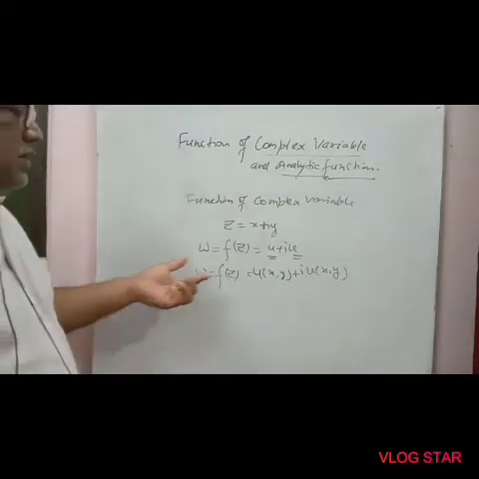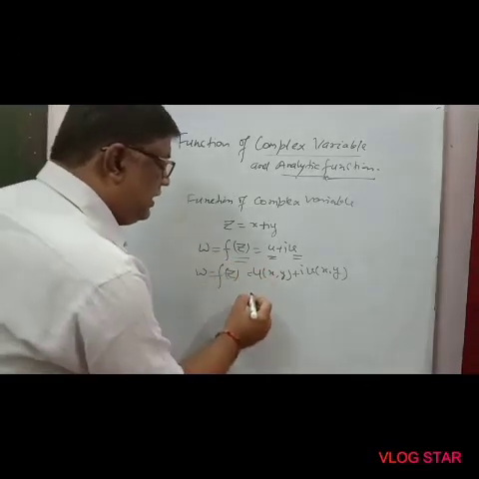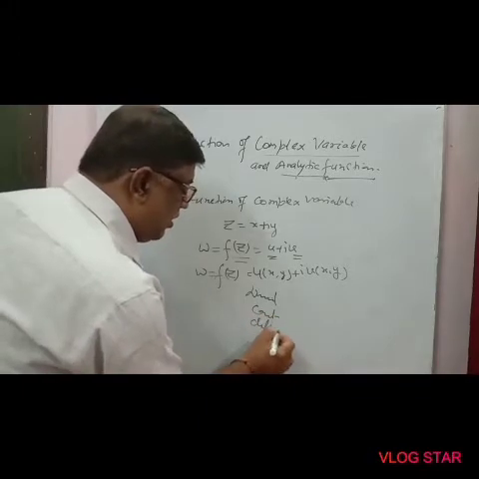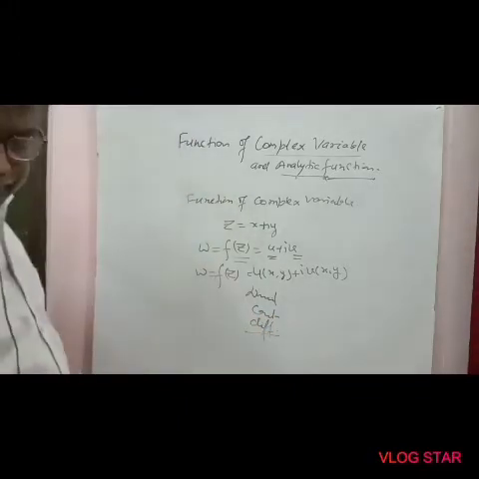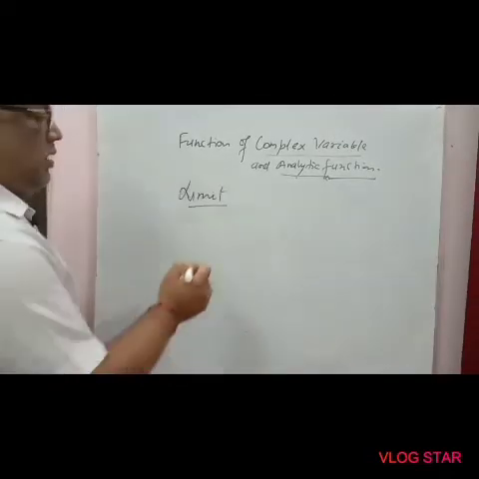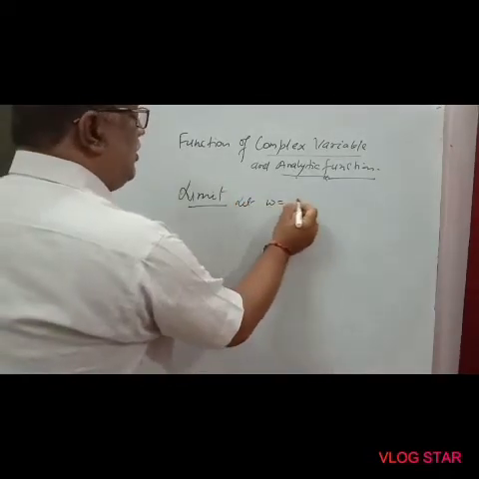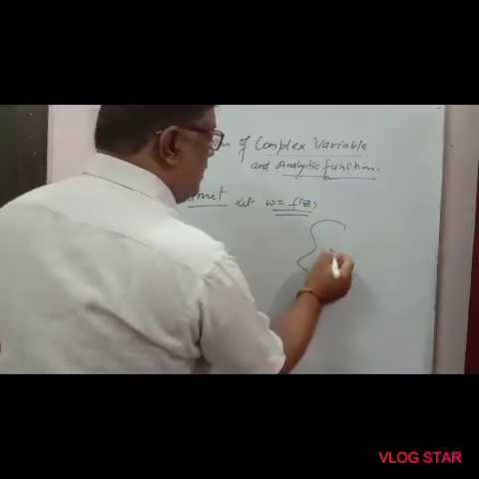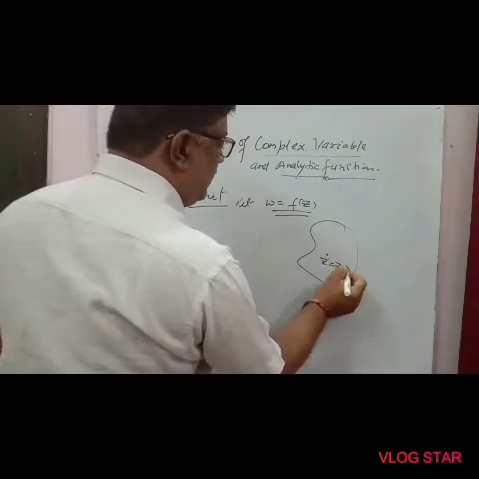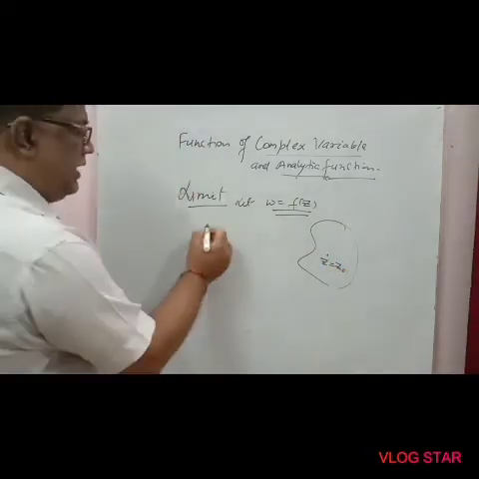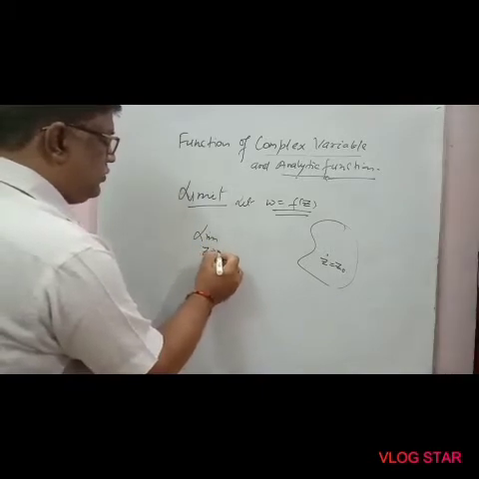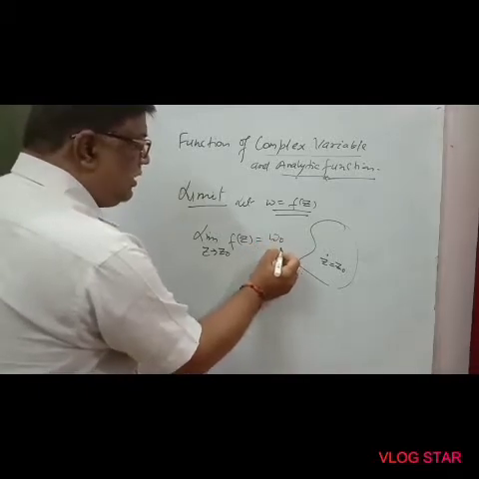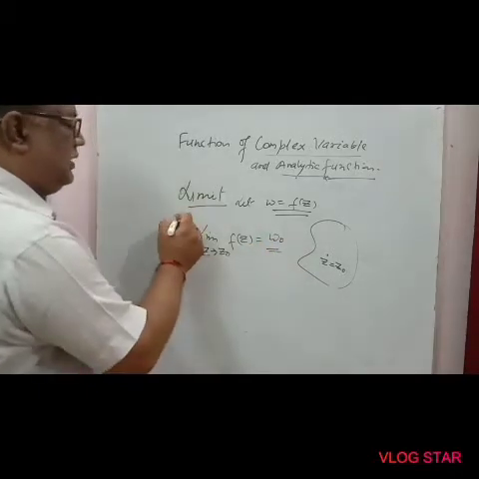Clear? When we have a complex function, we have to study the limit, continuity, and the differentiability of the above function. Now let w equal f(z) be a complex variable function. It is defined in a region, and suppose that z equals z naught is a point, then the limit is defined as limit z tends to z naught of f(z) equals w naught. This is called the limit of a function.